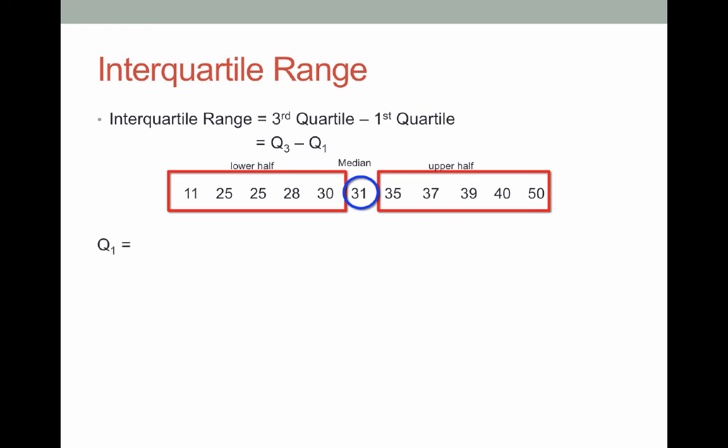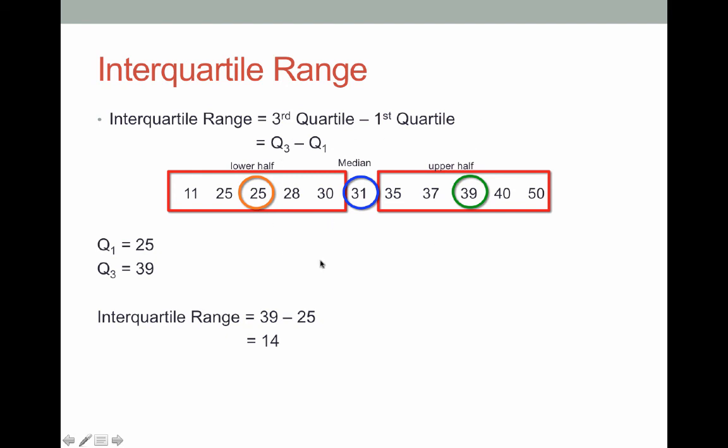So to find Q1, I look at the numbers on the left, the lower half of the numbers, and I find the median of those numbers. In this case, it's 25. And then I do the same thing with my upper half of my numbers. I look for the median of the numbers on the right, and that's 39. So in this case, my interquartile range will be 39 minus 25, which is 14. So this number 14 describes the middle 50% of my scores, that they're spread out over 14 numbers.